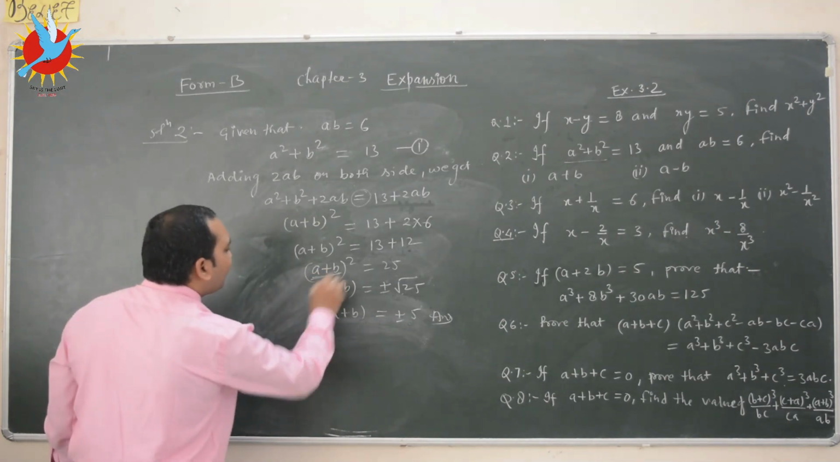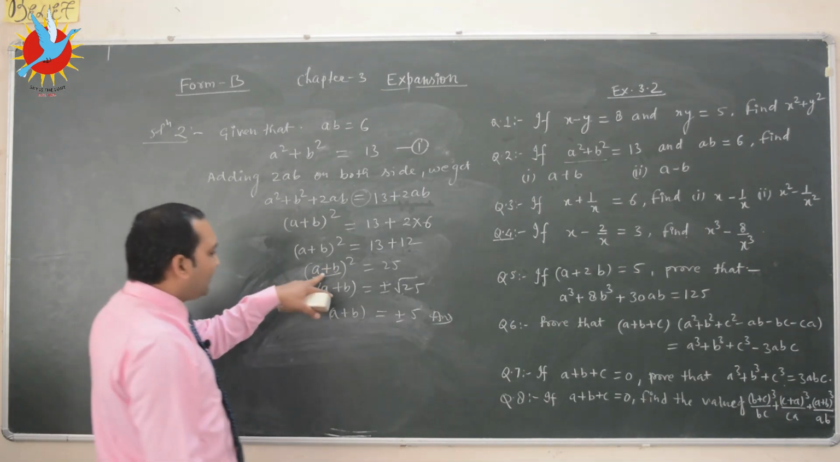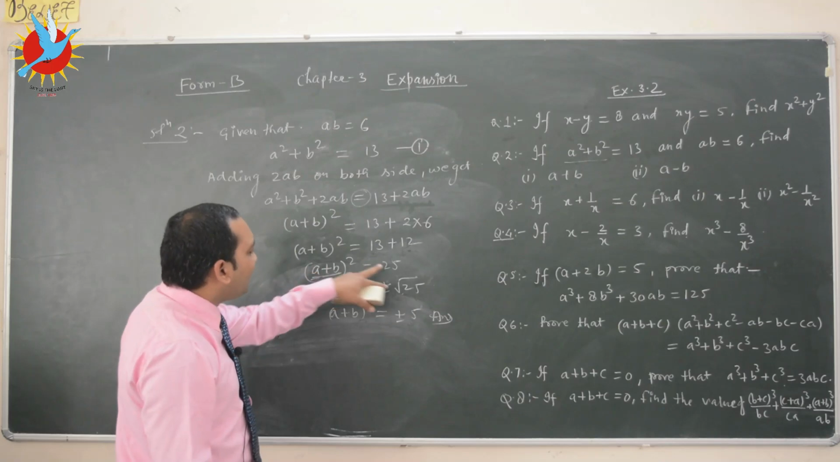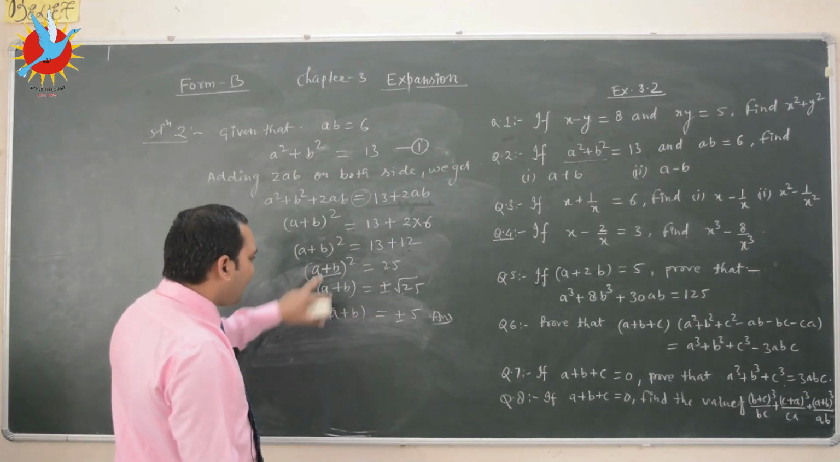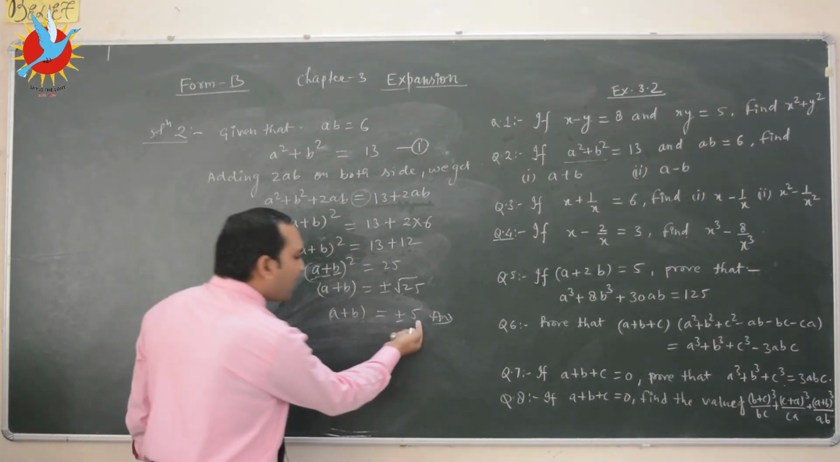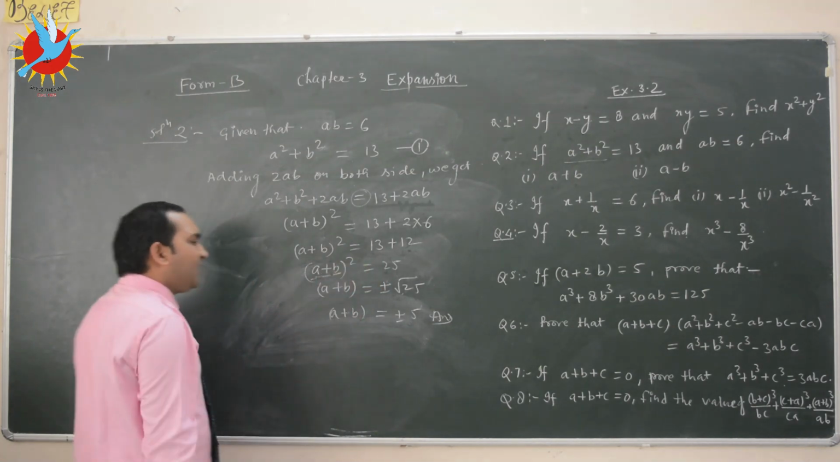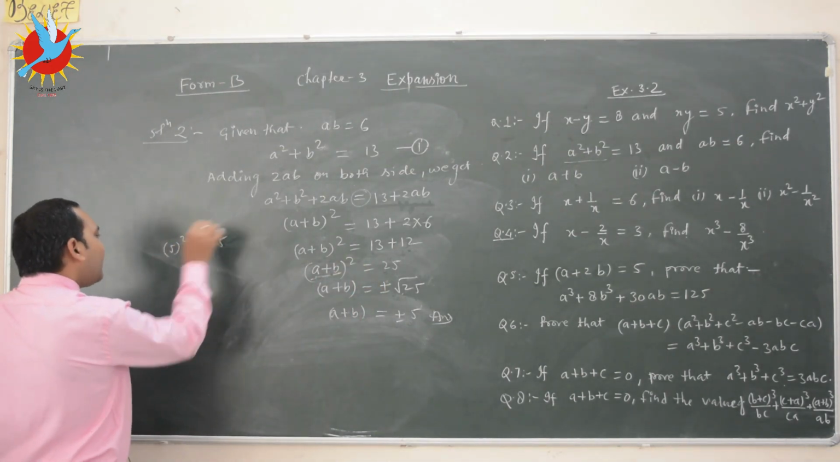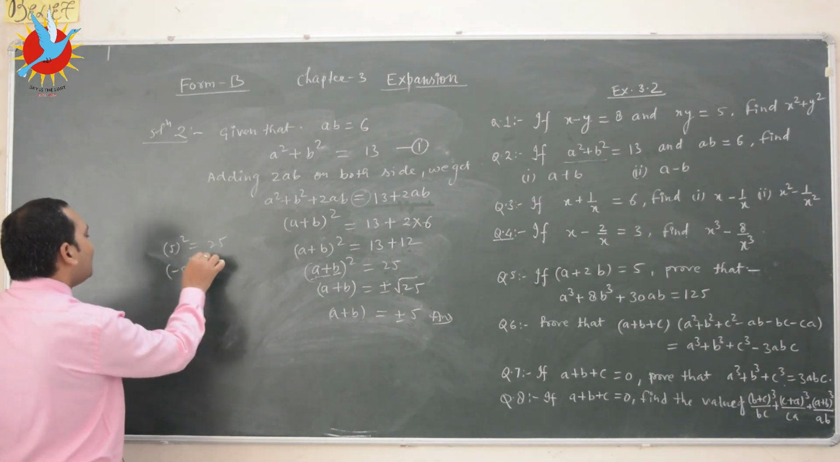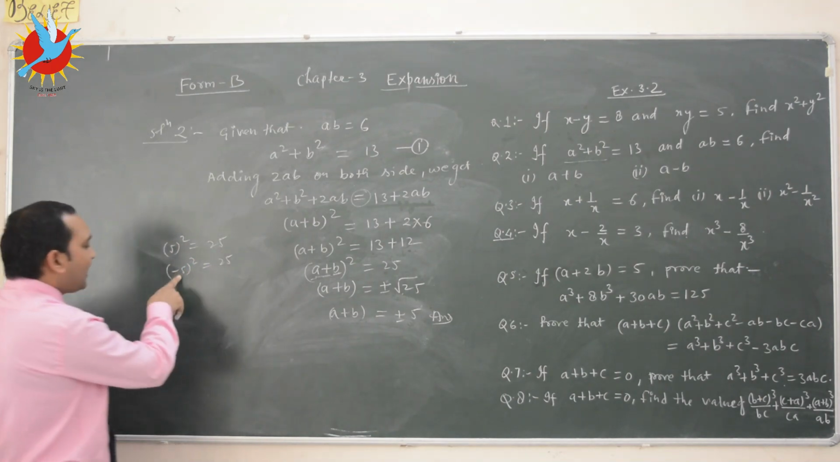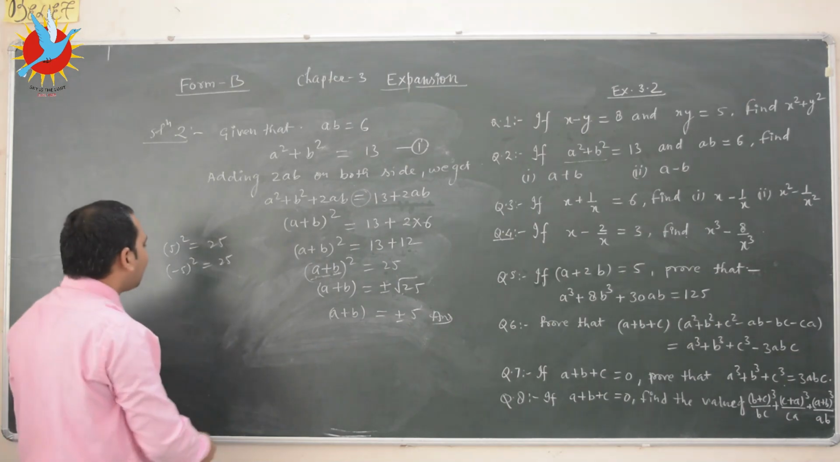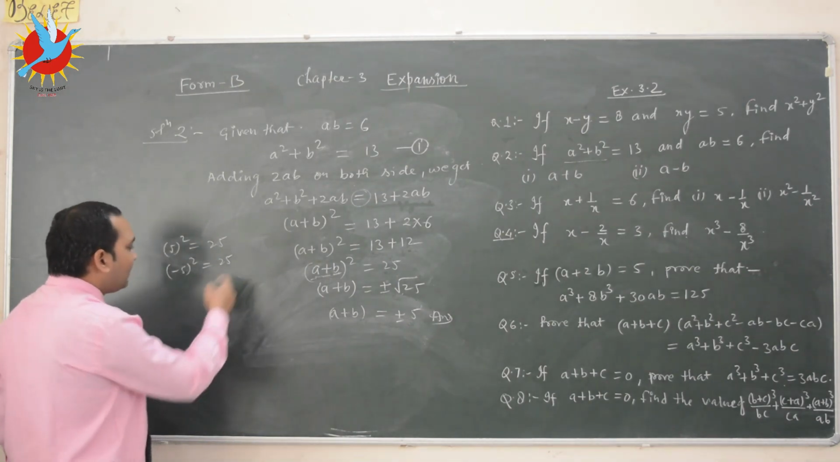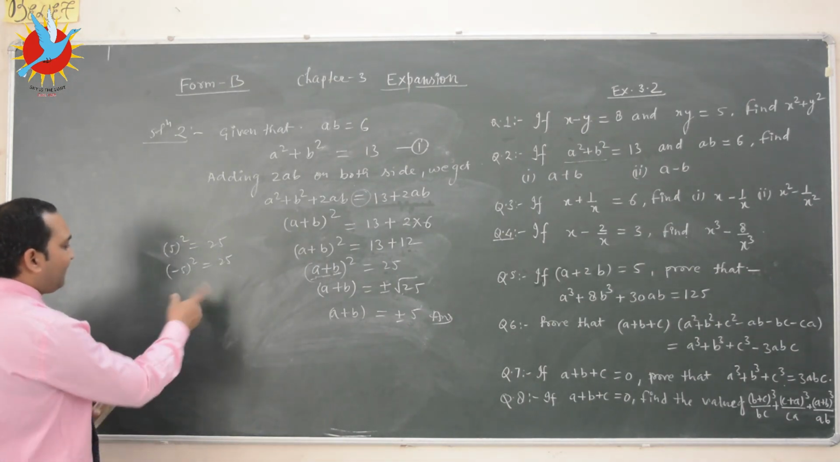Because if we put the value of a plus b as plus 5, then it will be 25, or if the value of a plus b is minus 5, then it is also 25. Plus 5 whole square is 25, and minus 5 whole square is also 25, because minus 5 multiplied by itself two times, the value will be plus 25.